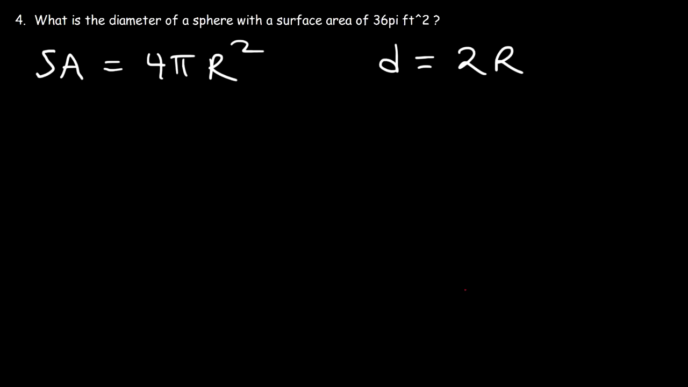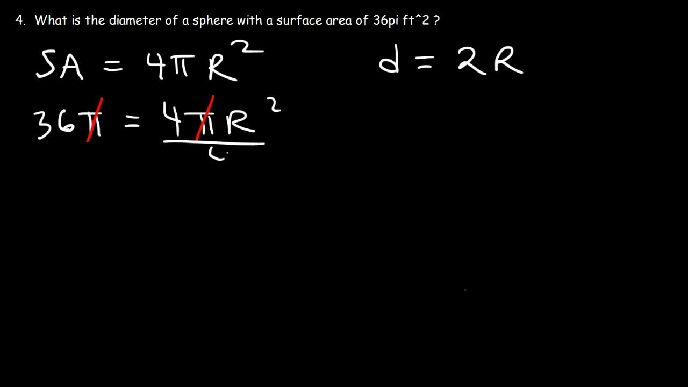Now let's go ahead and find the radius first. So the surface area is 36 pi. So let's cancel pi, and then let's divide both sides by 4. 36 divided by 4 is 9. So 9 is equal to r squared. Now let's take the square root of both sides.